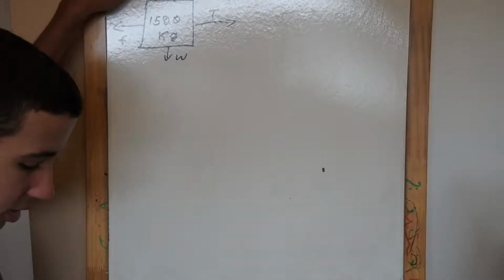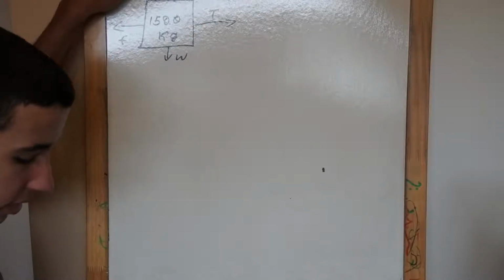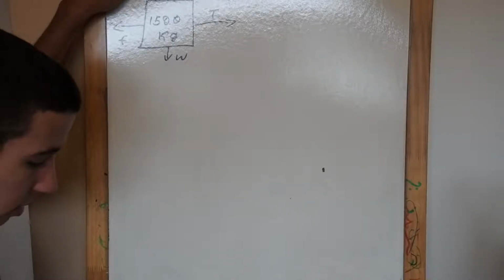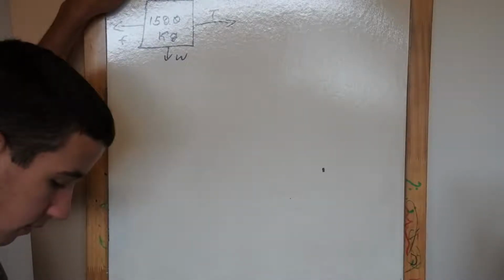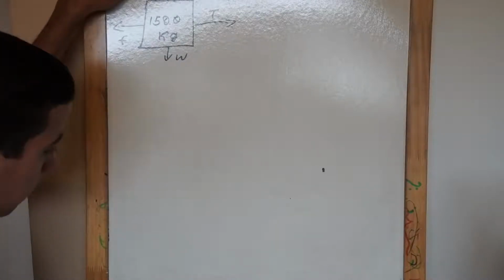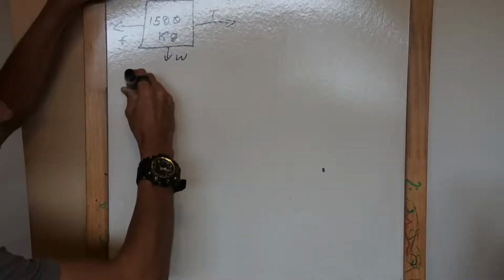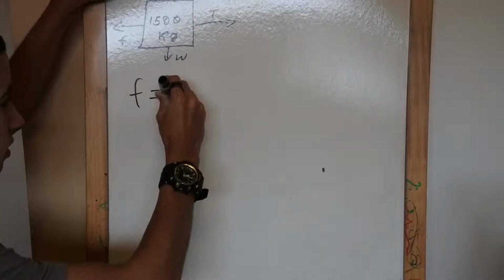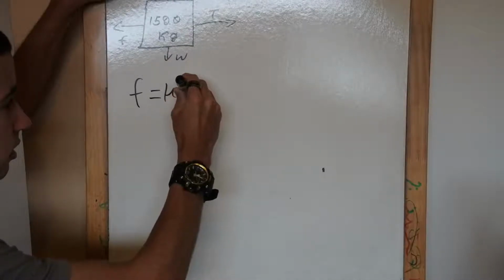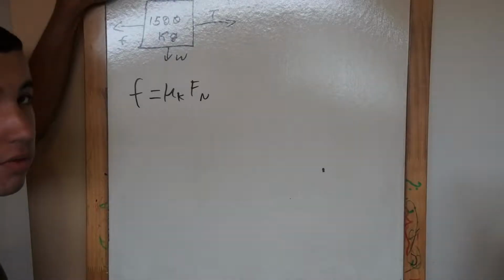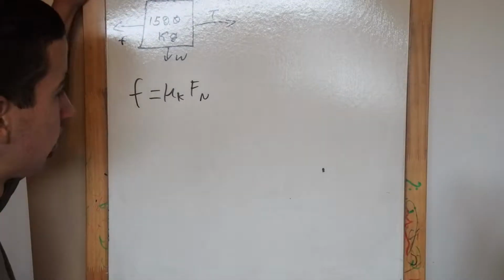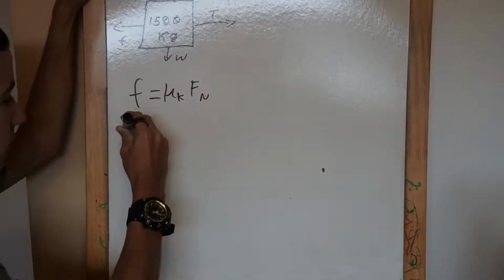And so you may be thinking, how are we going to figure out acceleration from all of this? This isn't much more difficult than the other problems that we've done with two objects and a string between them. So first thing we're going to do is solve for the friction. So we have little f equals the coefficient of kinetic friction times the normal force. You remember this from previous modules. It's a simple equation.